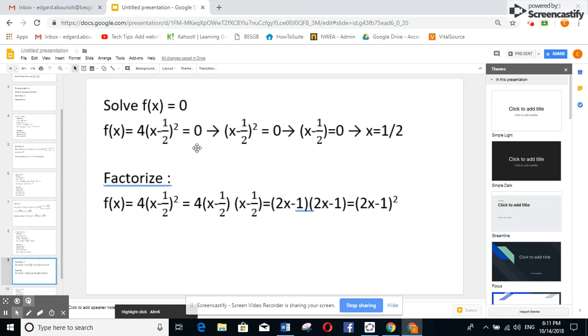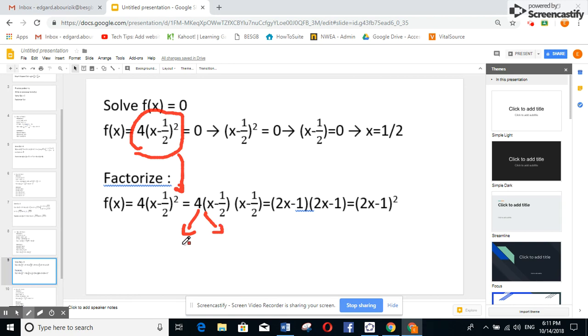If I want to solve f of x equal to 0, 0 over 4 is 0. If I remove the square, it's already 0. x is half. And if I want to factorize it, no need, because it's already factorized since it's a perfect square. If you want to get rid of this half, you can split this 4 as 2 times 2. The first 2, you multiply in the first parenthesis, it will be 2x minus 2 over 2, so 2x minus 1. And the second 2, you multiply here, you're going to get (2x - 1) squared.